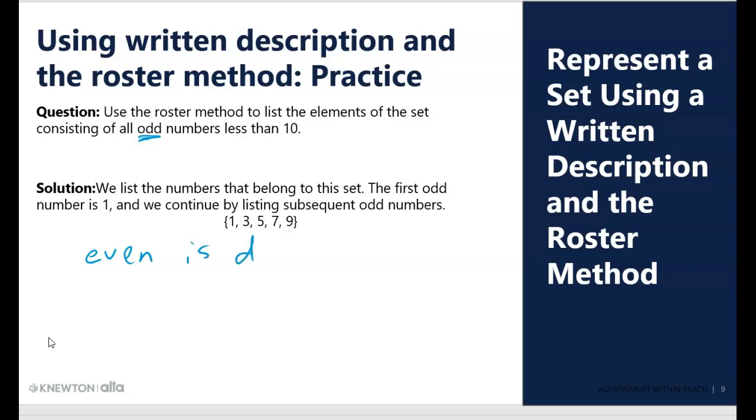So hopefully you remember this, but an even number is divisible by 2. What do I mean by divisible? And an odd number is not divisible by 2. Divisible by 2 means if I take the number and divide by 2, I have no remainder. I get an integer value.